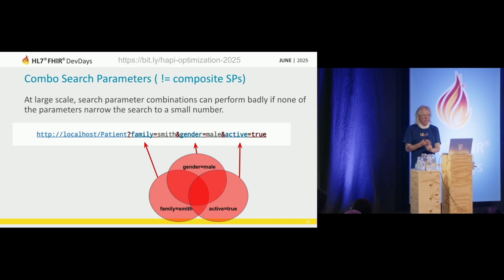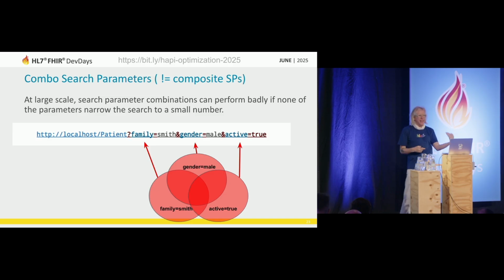To explain it, I'm going to use a simple example. We've got a search up here for 3 search parameters. Family equals Smith, gender equals male, active equals true. If you think about those 3 parameters, all 3 individually probably match a pretty large pool of people. There's probably a lot of active patients, there's probably a lot of males, there's probably a fairly large number of Smiths because it's a common last name.